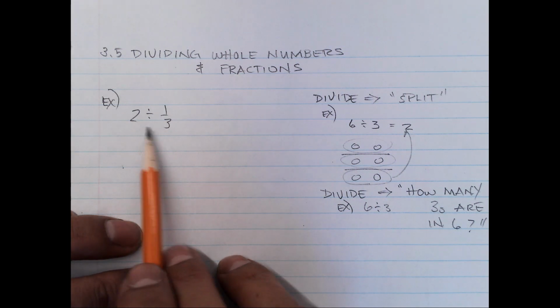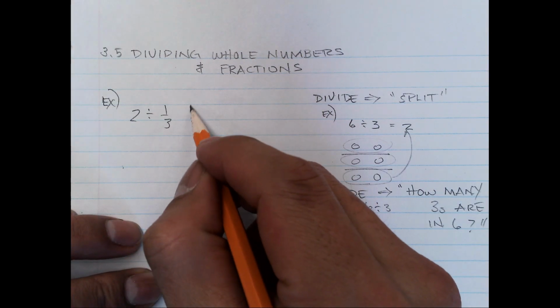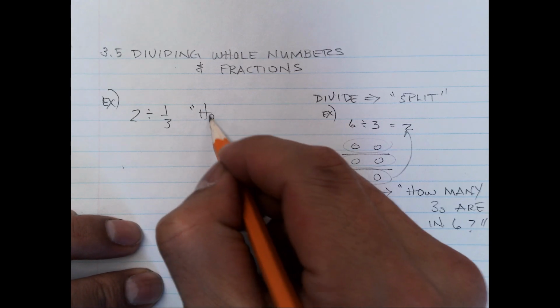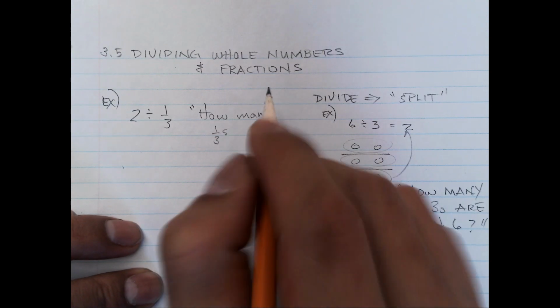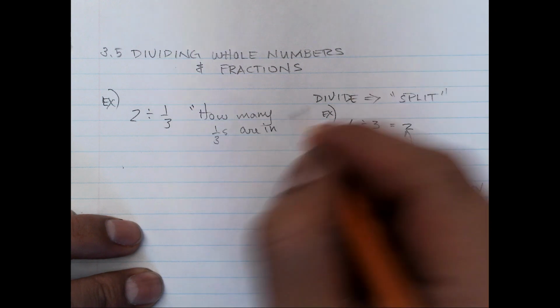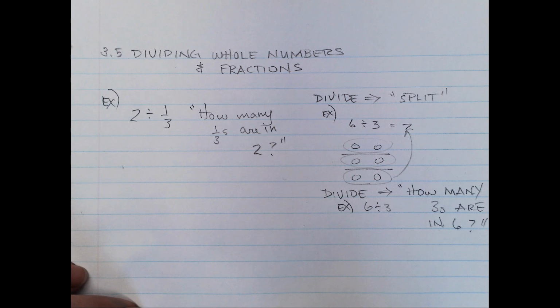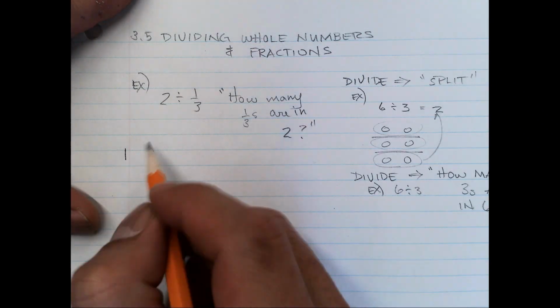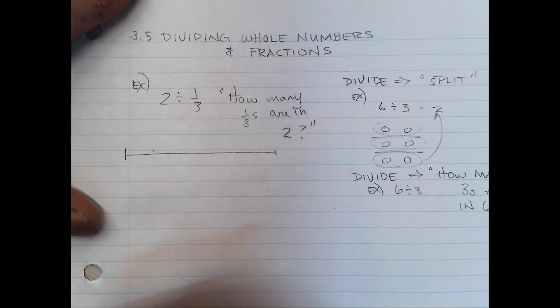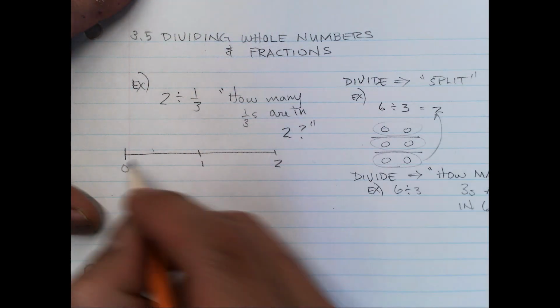So in our first example, if we want to interpret 2 divided by 1/3, this really is asking how many 1/3s are in 2. And from here we can model this. The first way, I'm going to model on a number line, because our assignments ask you to model this using a number line. So here are my whole numbers, 0, 1, and 2.